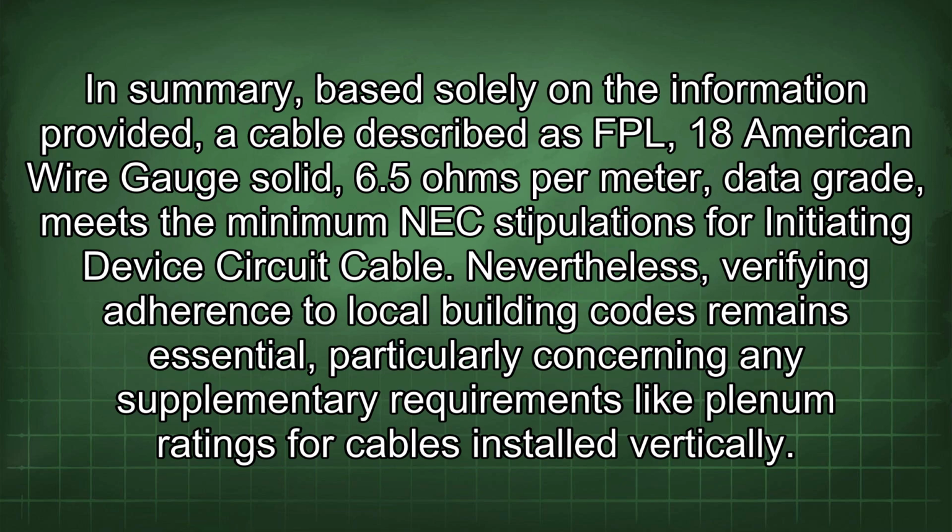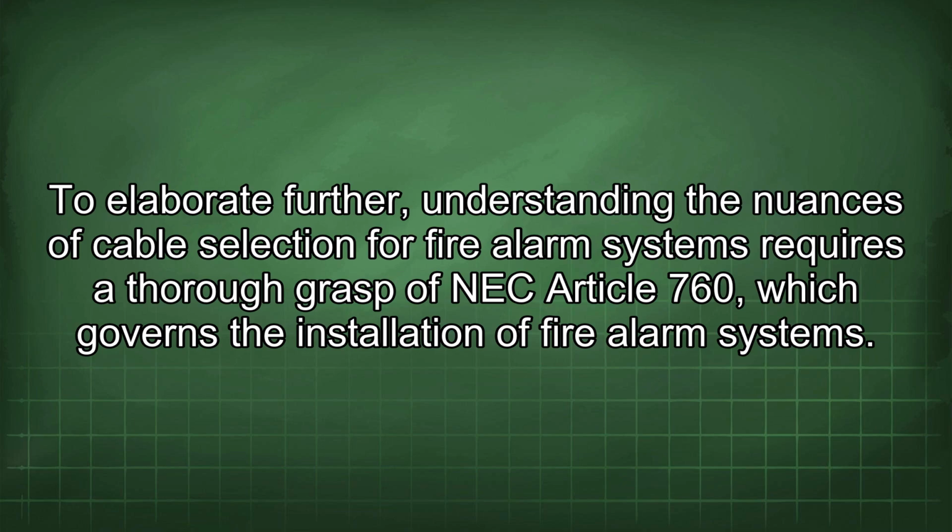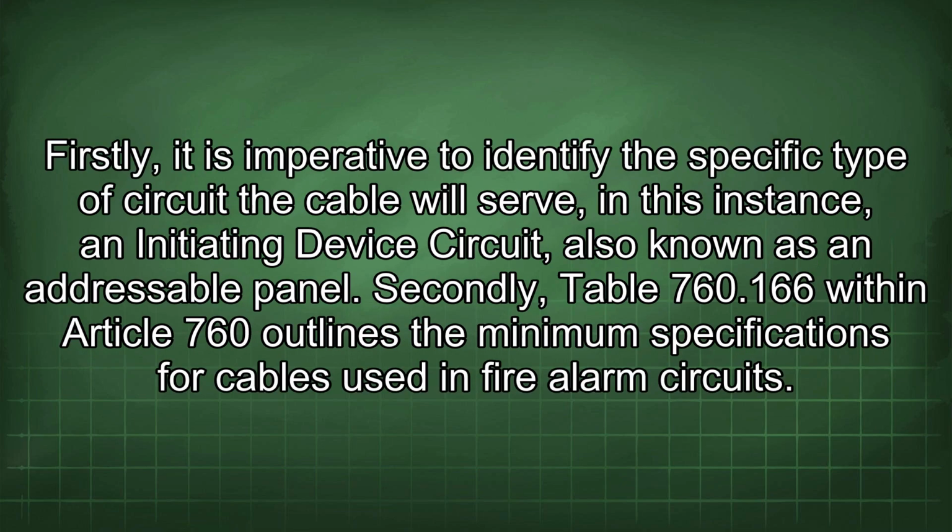Nevertheless, verifying adherence to local building codes remains essential, particularly concerning any supplementary requirements like plenum ratings for cables installed vertically. To elaborate further, understanding the nuances of cable selection for fire alarm systems requires a thorough grasp of NEC Article 760, which governs the installation of fire alarm systems. Firstly, it is imperative to identify the specific type of circuit the cable will serve. In this instance, an initiating device circuit, also known as an addressable panel.